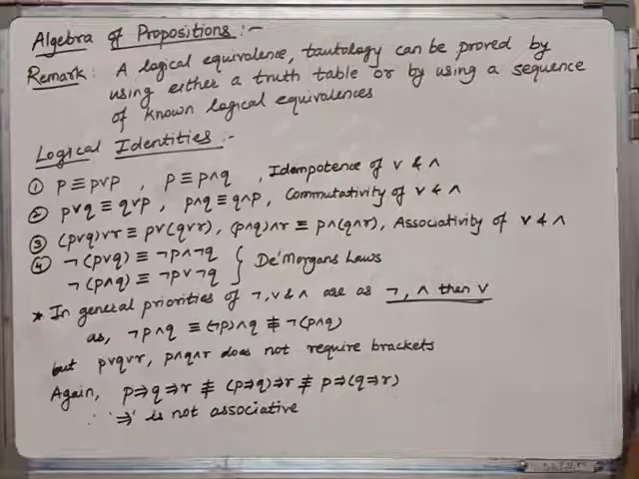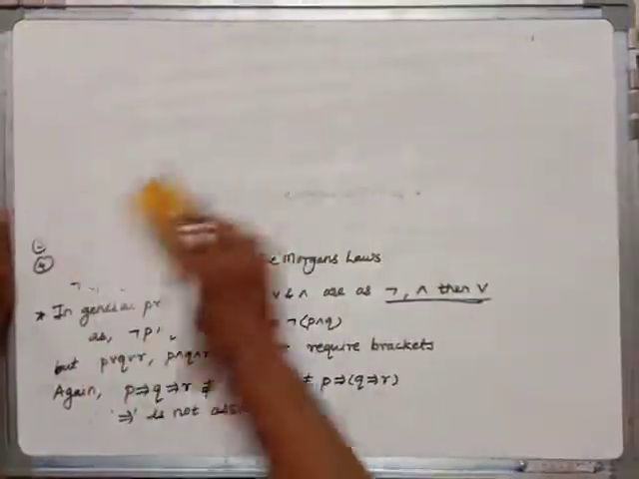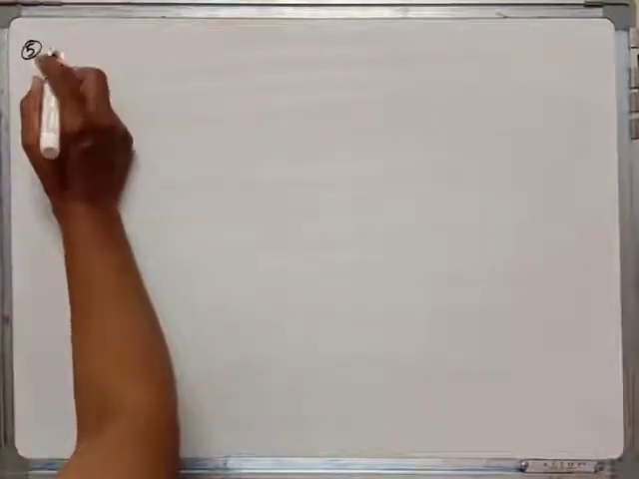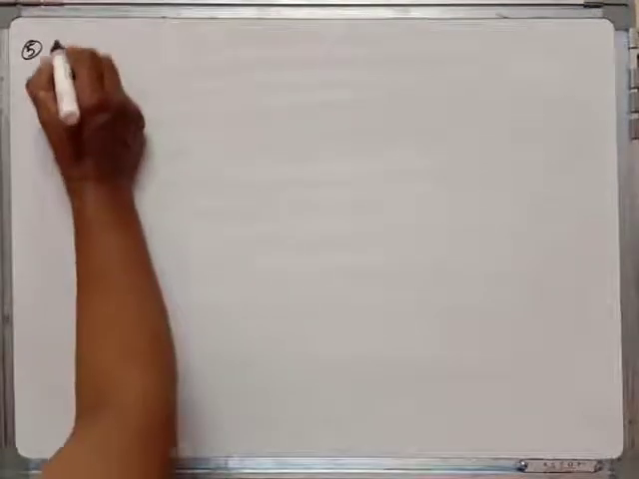Now the next logical identity, let me write. Four logical identities we have written. It is about idempotence, commutativity, associativity, De Morgan's law. Now the next logical identity is fifth one, that is about distributive. Just we have solved an example on that one also.